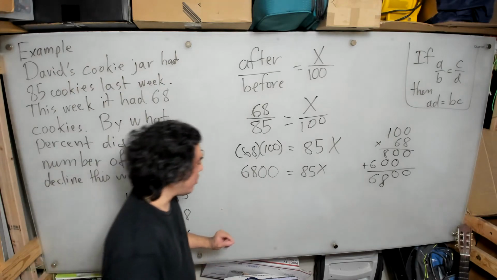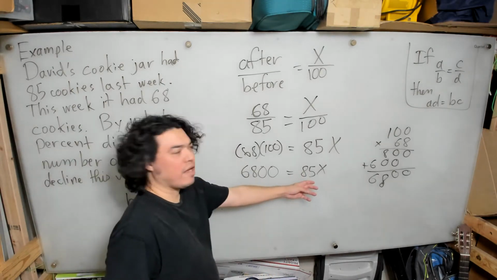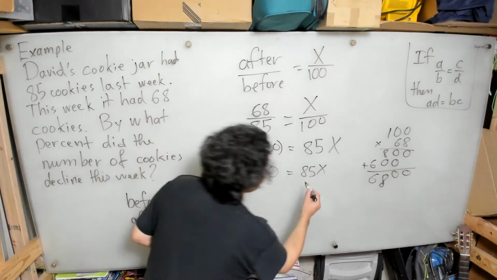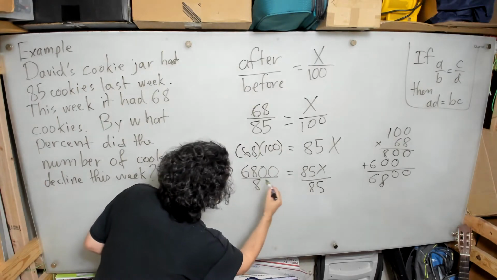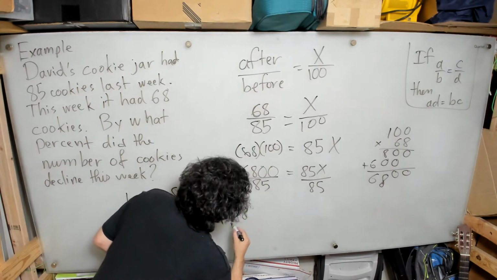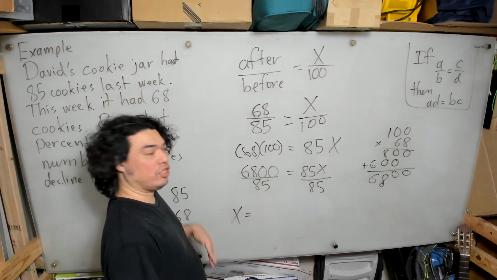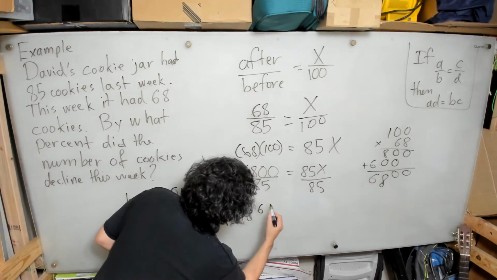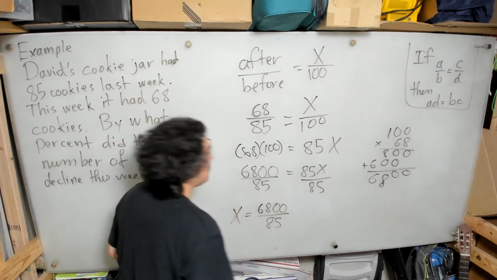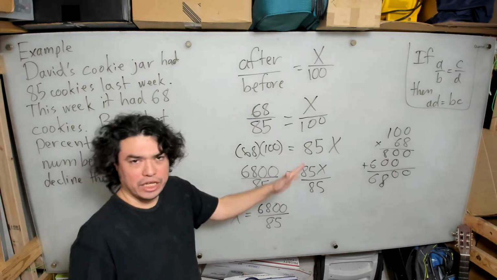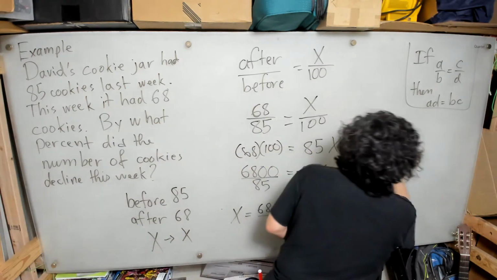Okay, let's do this together now. I'm going to divide both sides of this by 85 to get the x by itself, right? Because what we're really interested in here is my x. Because the x is going to allow us to evaluate what the percent decrease was. Okay, so x is 6,800 divided by 85. Now again, I'm going to make my multiplication table, and then we're going to do the long division. Let's do that together here.